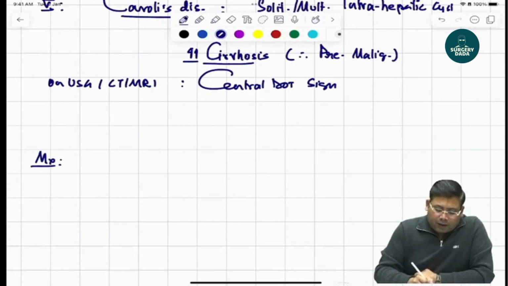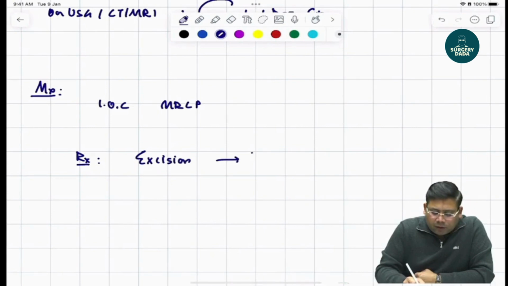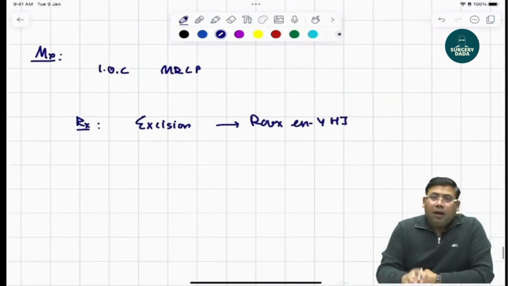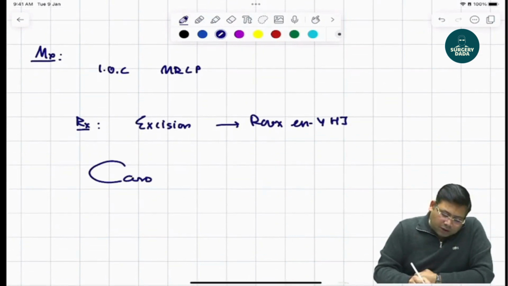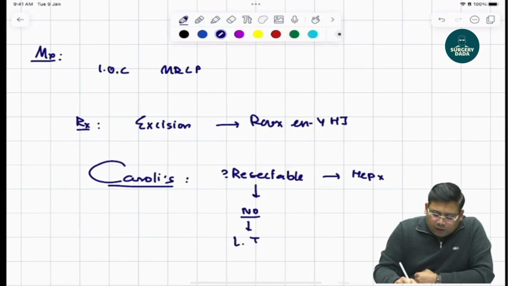When we talk about their management, the investigation of choice is MRCP. Remember, the treatment of choice is excision followed by Roux-en-Y hepaticojejunostomy. If you talk about Caroli's, what is the management for Caroli's? This is important. If it is resectable, then you will have to go for hepatectomy. If it is non-resectable, then in that case you will have to go for liver transplant. This is very important.